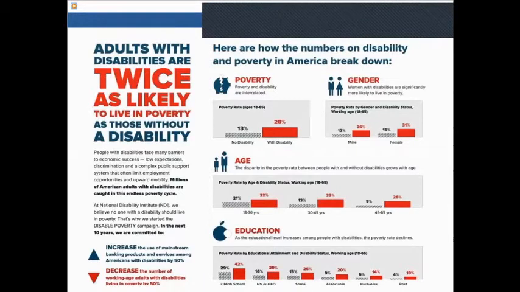So we know that adults with disabilities are twice as likely to live in poverty as those without a disability. We also know that women with disabilities are more likely to be living in poverty than men. The disparity in poverty rate between people with and without disabilities grows with age. We also know that as educational levels increase among people with disabilities, the poverty rate declines.